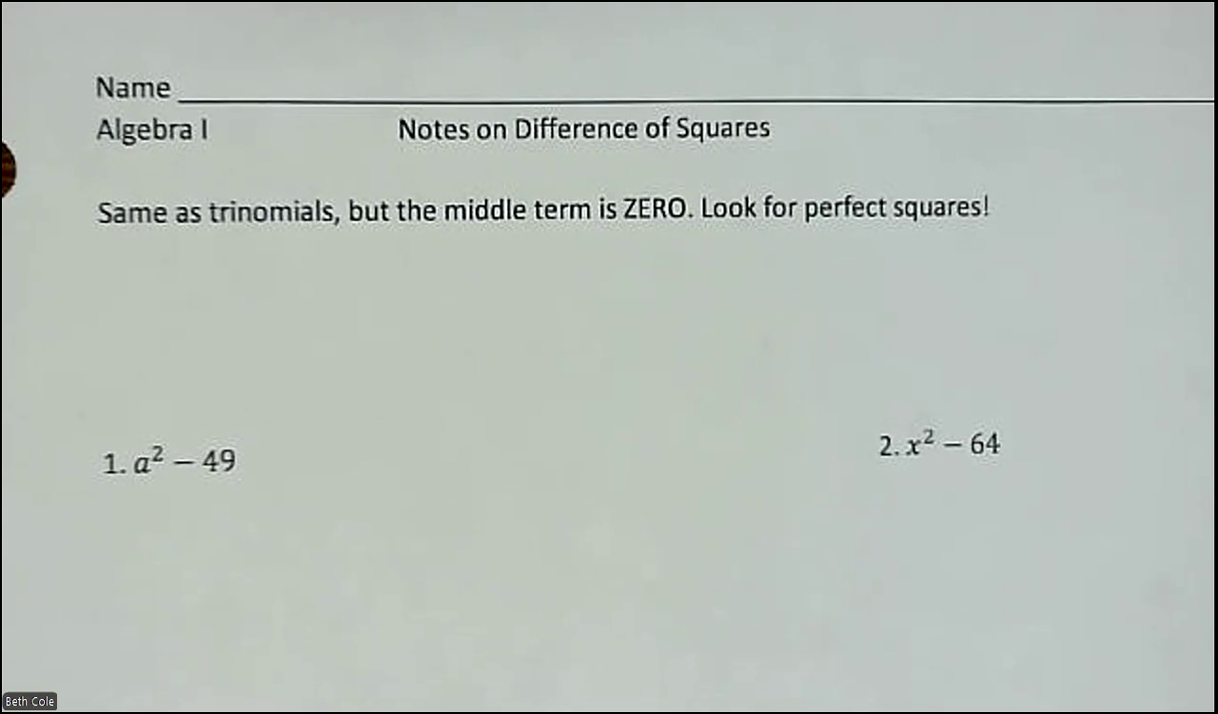Grouping is when you have how many terms? Remember we grouped? Four. Grouping is for 4 terms. Good. We did our trinomials, which is the X box.